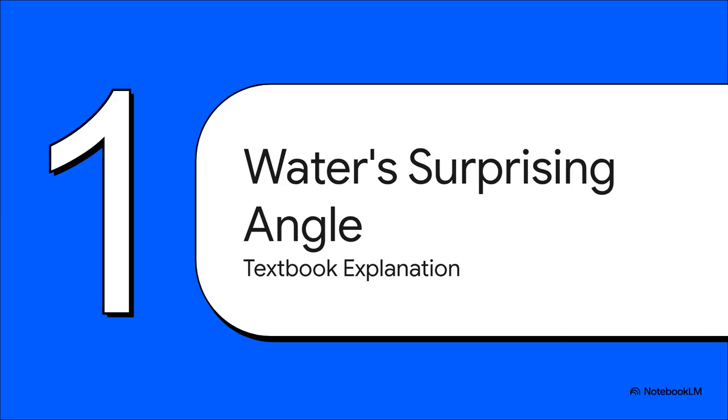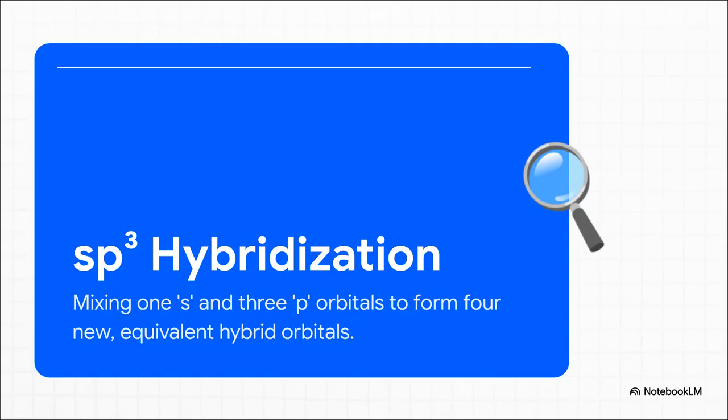Our investigation is going to start with the standard model. You know, the first layer of the onion, the explanation you get in Chem 101. It all kicks off with a really important idea called hybridization. So, to make enough room for its two hydrogen buddies and two pairs of its own electrons, the oxygen atom kind of remodels its electron orbitals. It takes one of its spherical s orbitals and three of its dumbbell-shaped p orbitals and just blends them all together. The result, four brand new identical hybrid orbitals called sp3 orbitals.